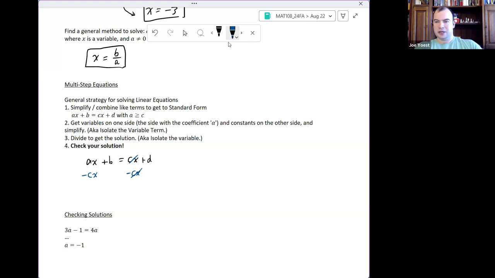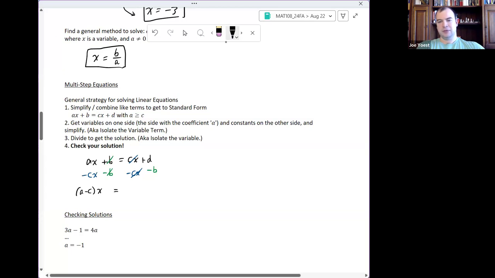And then I want to get my constants on the other side. Remember, I want to isolate the variable. So I start by isolating the variable term. On the left, this gives me A minus C times X. And on the right, I have D minus B.